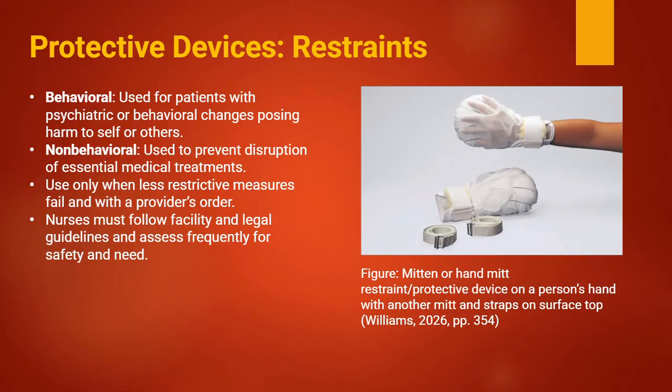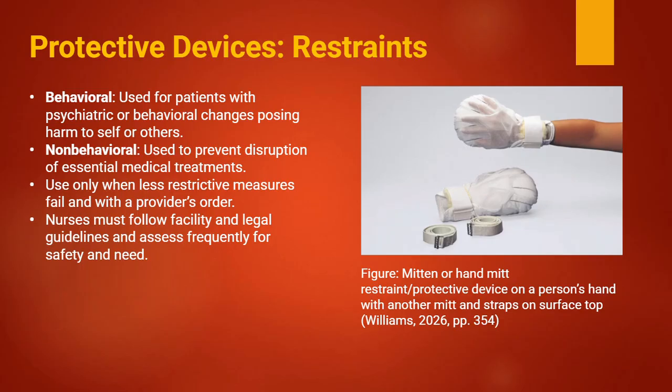Protective devices are often more commonly known as restraints. As nurses, we have both a legal and ethical responsibility to use these devices safely, appropriately, and only as a last resort. Restraints are not used for staff convenience or as a form of punishment. They are used strictly to protect the patient from harm or prevent interruption of vital medical care.